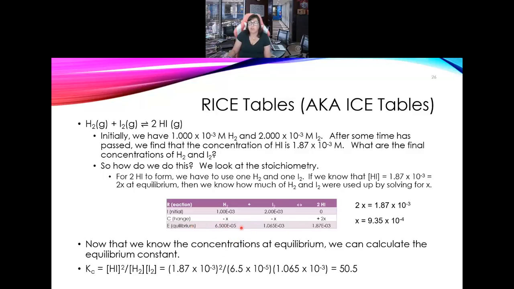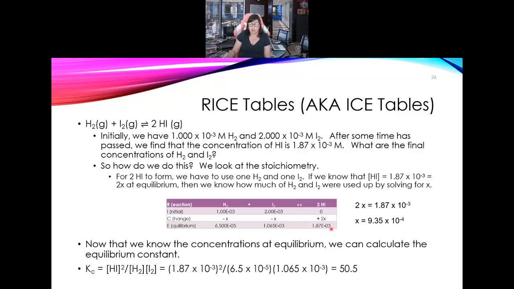Now that I have all of my equilibrium numbers, those concentrations, I can solve for the value of K. So this is a quotient that tells me the ratio of the products to the reactants, right? So if I put in the concentration of HI squared divided by the concentration of H2 and the concentration of I2, and I do that math, that'll give me a number that represents this particular equilibrium under these conditions.